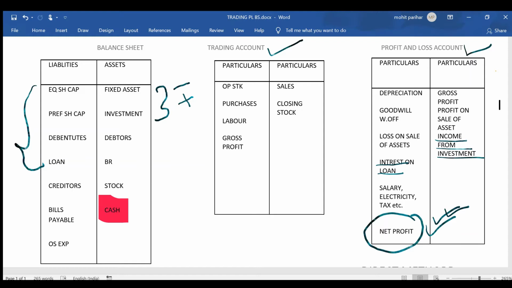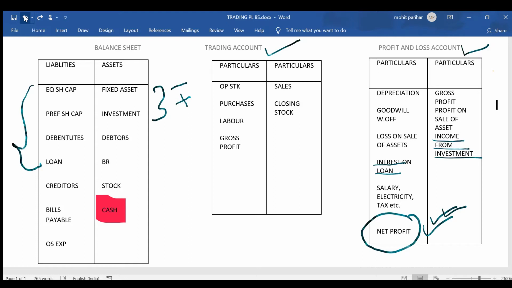In the financing activities, there will be an inflow of cash when we issue shares, debentures, or loan, and there will be an outflow of cash when we buy back or redeem shares, or there is repayment of loan or interest, or there is a payment of dividend on shares.